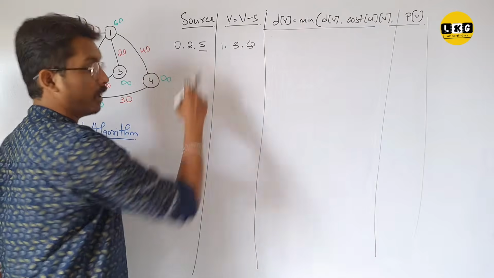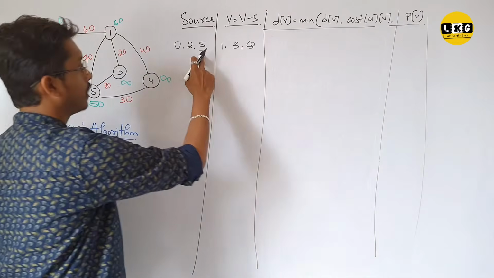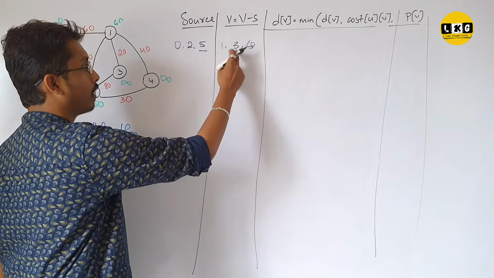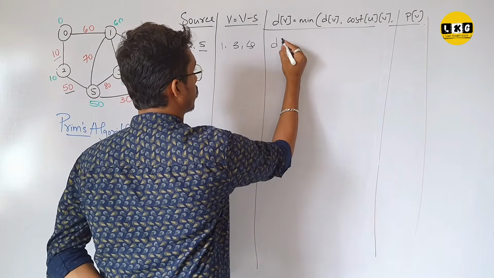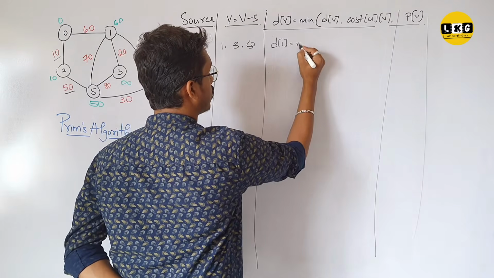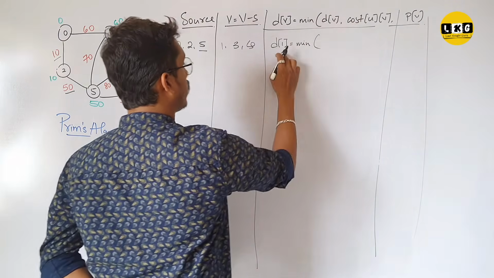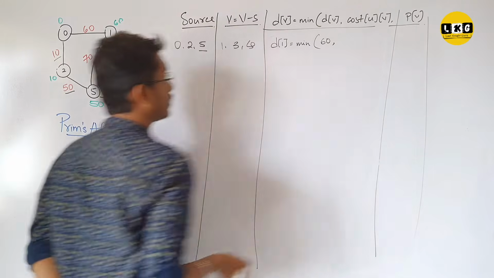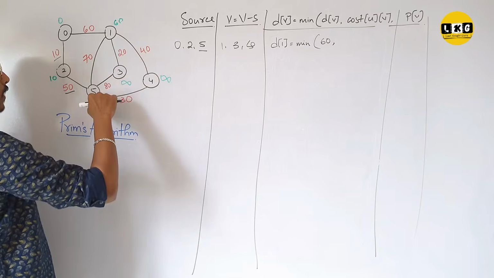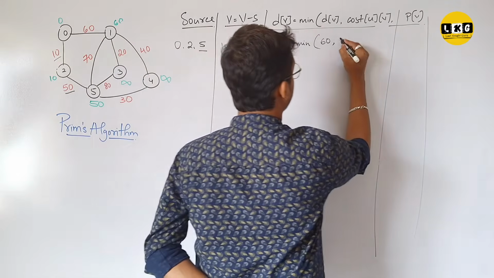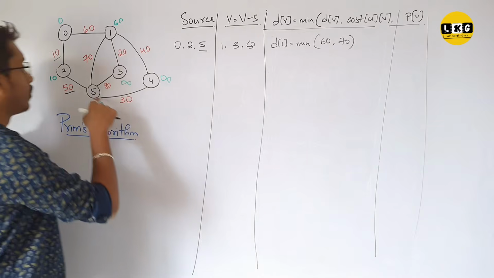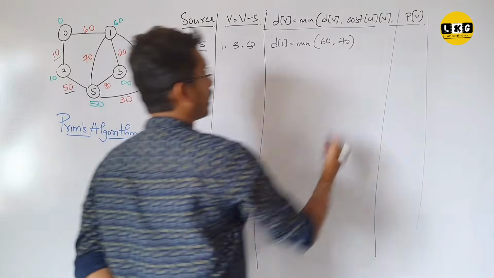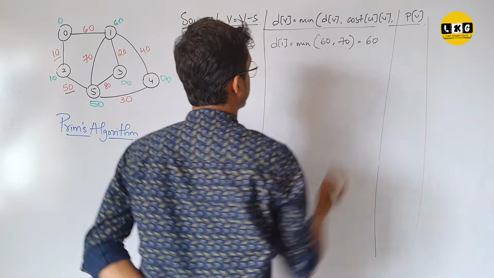So our new source or the temporary source is node number 5 and we need to do 3 iterations, right? That is for node number 1, 3 and 4. Now let us start from node number 1. d of 1 is equal to minimum of, what is the cost of d of 1? Cost of d of 1 is 60, comma. What is the cost to go from 5 to 1? 5 to 1 the cost is 70, correct? Can we go from 5 to 1? Yes, we can go. What is the cost? 70. Which is the minimum of 60 and 70? Minimum is obviously it is 60 still, correct?